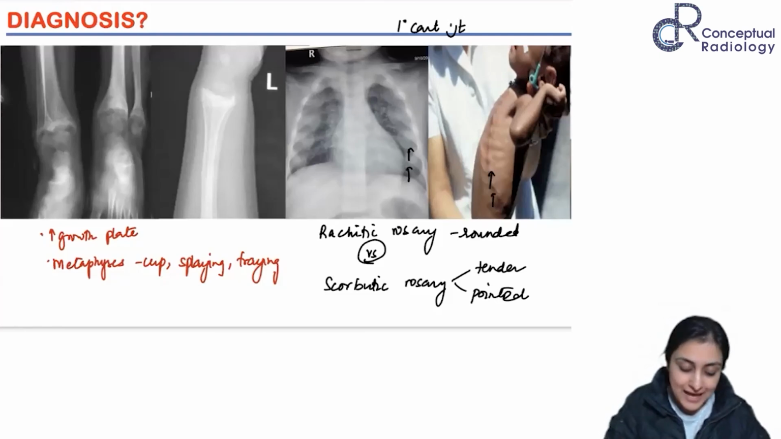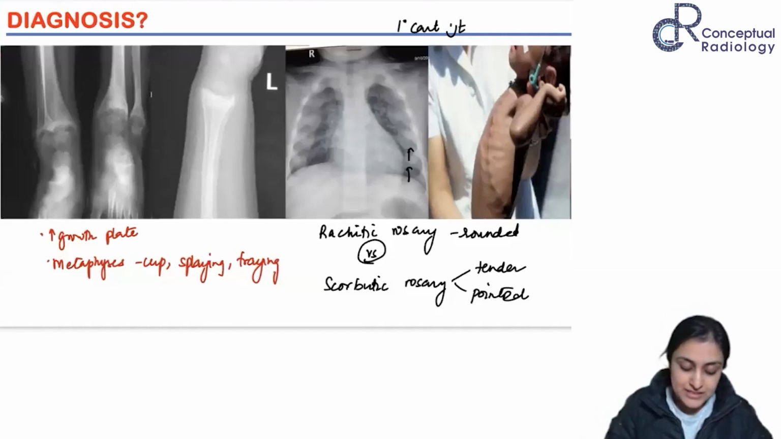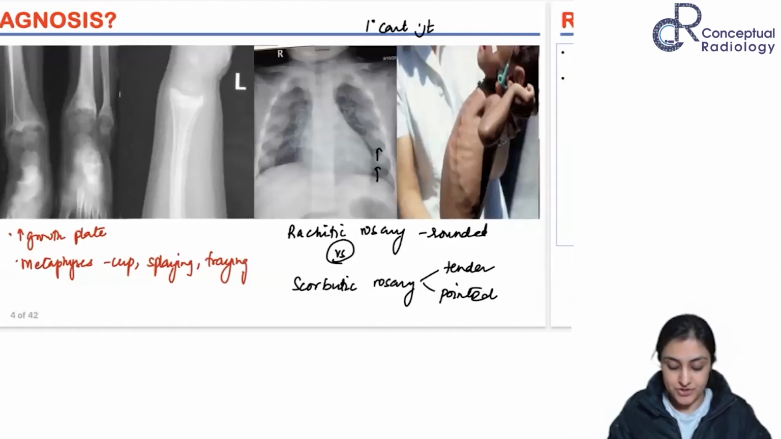Yes, you will also see Harrison sulcus, which is this diaphragm getting pulled up when the person is doing respiration. Difference between rickets and scurvy, we will again get there. All right. So this is the difference as far as the rosary is concerned. In the bones, again, we'll talk about. Okay. So just stay with me.